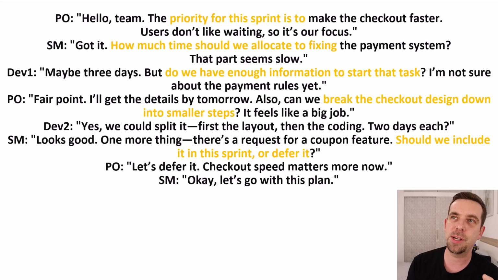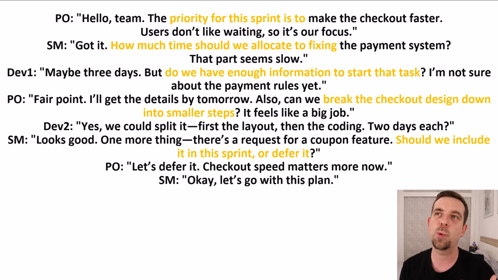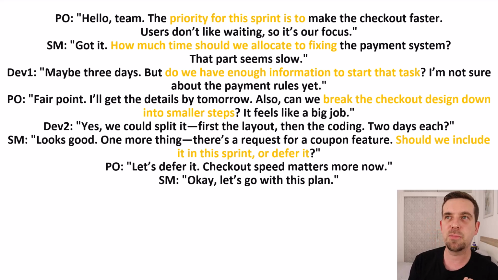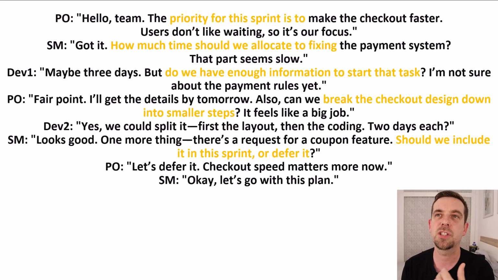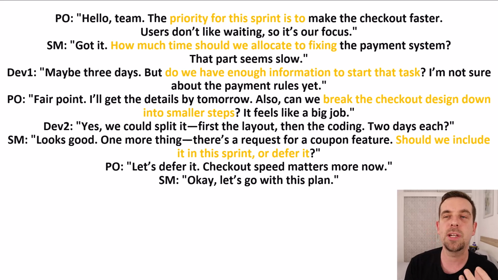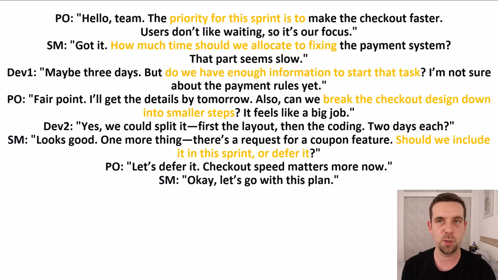Hello team, the priority for this sprint is to make the checkout faster. Users don't like waiting, so it's our focus. Got it. How much time should we allocate to fixing the payment system? That part seems slow. Maybe 3 days. But do we have enough information to start that task? I'm not sure about the payment rules yet. Fair point. I'll get the details by tomorrow. Also, can we break the checkout design down into smaller steps? It feels like a big job. Yes, we could split it. First the layout, then the coding. 2 days each? Looks good. One more thing. There's a request for a coupon feature. Should we include it in this sprint or defer it? Let's defer it. Checkout speed matters more now. Okay, let's go with this plan.